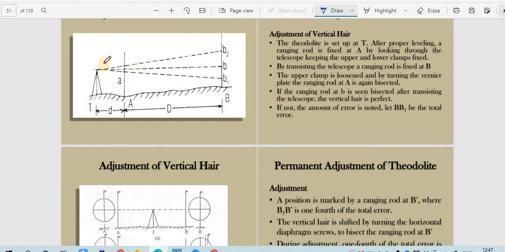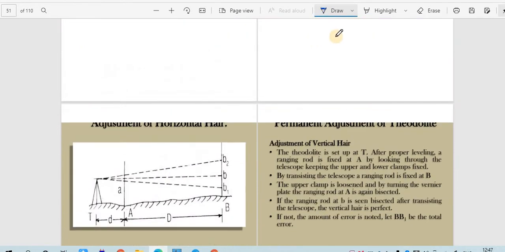So this is the diagram where you can see that this is the point T where your instrument has been kept at a known distance apart. A is the point where the first reading has been taken, B is the second point where the second reading has been taken. Now this was for your horizontal hair.